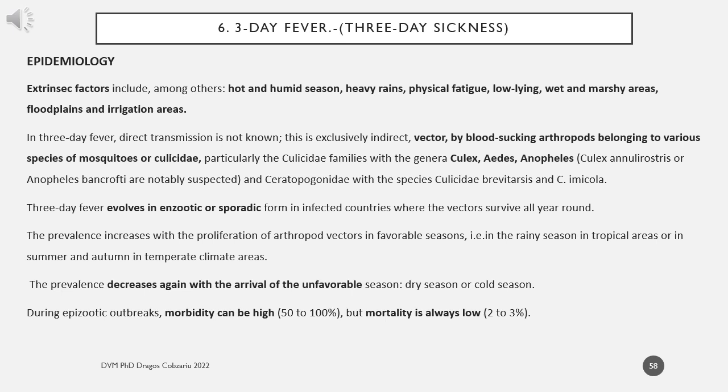3-day fever evolves in enzootic or sporadic form in infected countries where the vectors survive all year round. The prevalence increases with the proliferation of arthropod vectors in favorable seasons, i.e. in the rainy season in tropical areas or in summer and autumn in temperate climate areas. The prevalence decreases again with the arrival of the unfavorable season, dry season or cold season. During epizootic outbreaks, morbidity can be high, 50 to 100%, but mortality is always low, 2 to 3%.